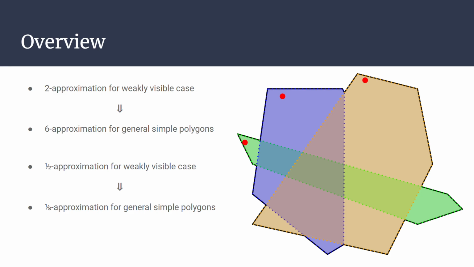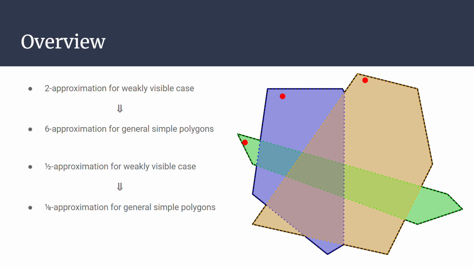And this will translate into a 6 approximation for general polygons, because we can split general simple polygons into sort of 3, we can do a partition that will allow us to show that there's only an additional 3 factor lost when we respect the boundaries of that partition, and those pieces in the partition are weakly visible polygons.